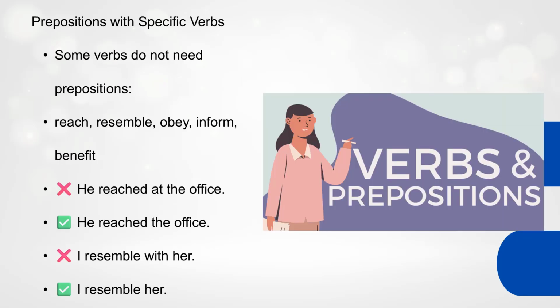Prepositions with specific verbs. Let's review verbs that don't take prepositions. Some verbs are wrongly paired with extra prepositions in speech. Words like reach, resemble, obey, and inform don't need one. Incorrect: he reached at the office. Correct: he reached the office. Always learn the correct verb-preposition pairing.